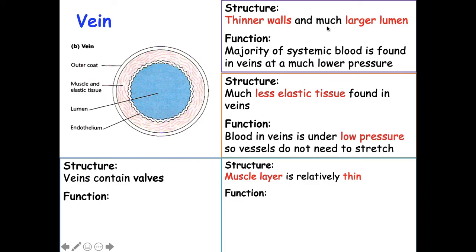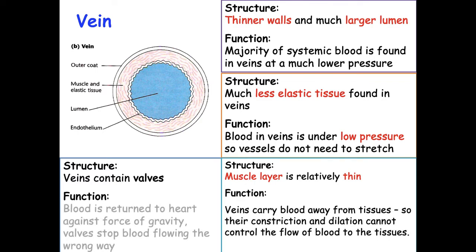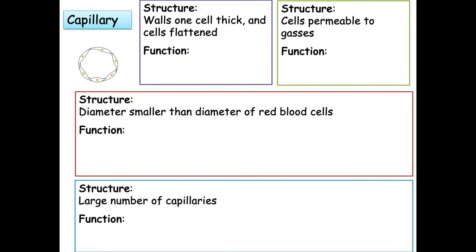So veins have thinner walls and much larger lumen. They have the muscular layer still, because it still needs to contract in order to almost help push that blood back up to the heart. Much less elastic tissue is found in veins because the blood pressure is very, very low. They still have this tough outer coat to protect them. So blood is carried in veins away from the tissues back to the heart, where it can then be transported back to the lungs to be oxygenated.